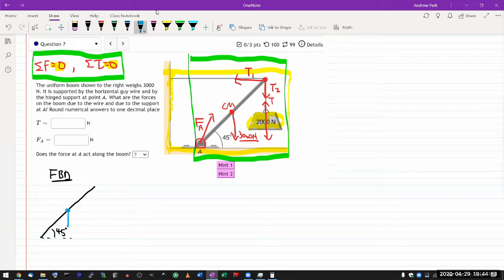So it's relatively easy for me to draw now that I know what all the forces are. There's a weight on the boom itself. Let me label that W1. And there are two tension forces acting on the end point of the boom here, horizontal T1 and vertical T2. And finally, there's a force from the hinge, FA, acting at the hinged support. So those are all the forces. So step number one in Newton's law problem solving strategy is done. Step number two, I need to define my coordinate axis.